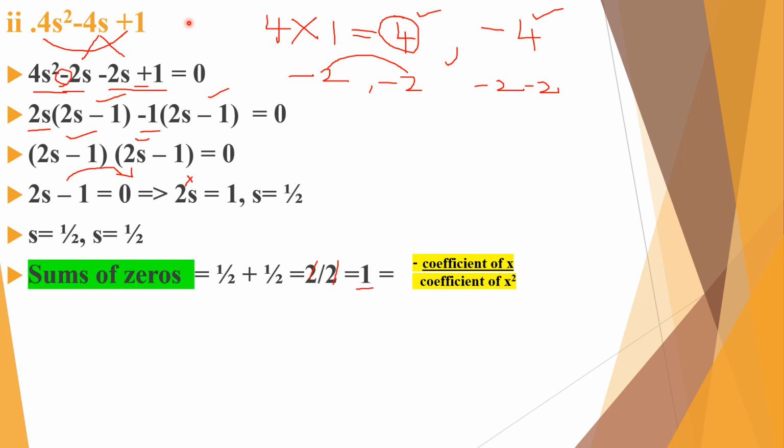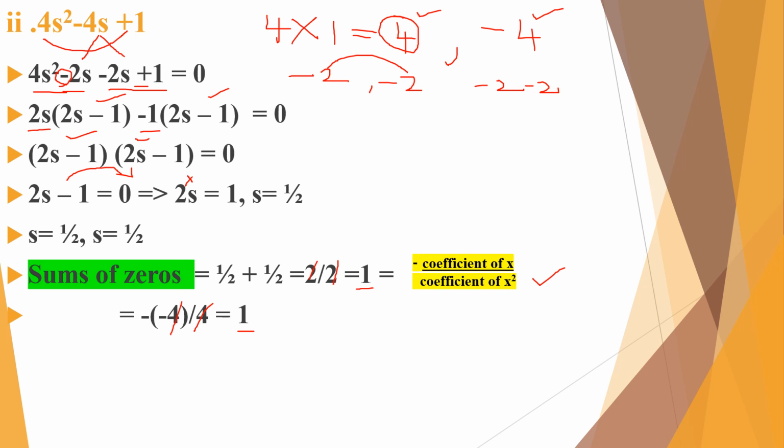So what is the coefficient of x? It is −4. So in the formula we substitute −(−4) divided by the coefficient of x², which is 4. So minus into minus is plus, and then we can cancel out this 4 and 4. Did we get both the terms as 1 after verifying? Yes. We have verified the coefficients of x and x² with the sum of its zeros.